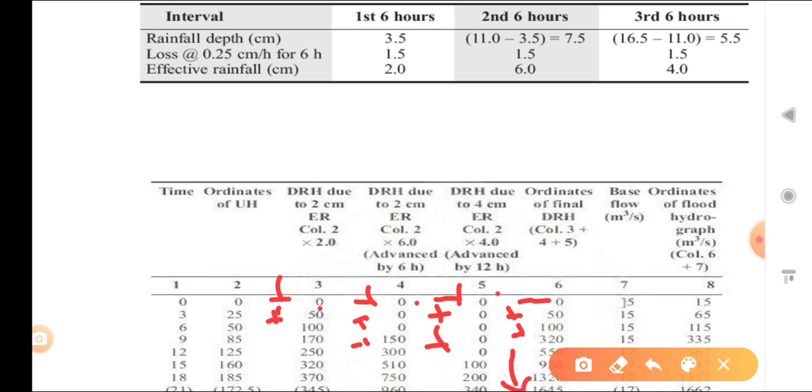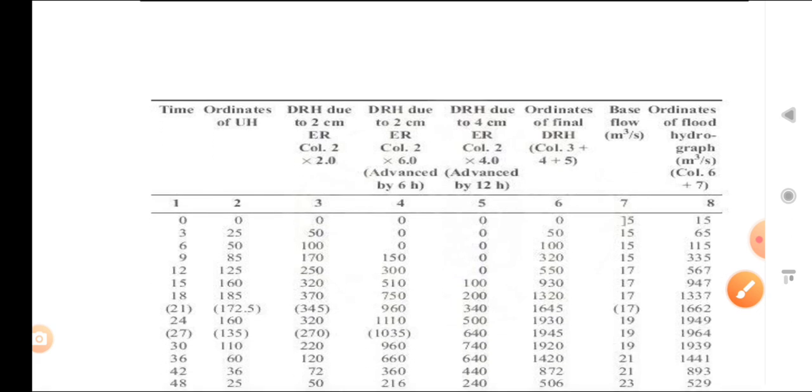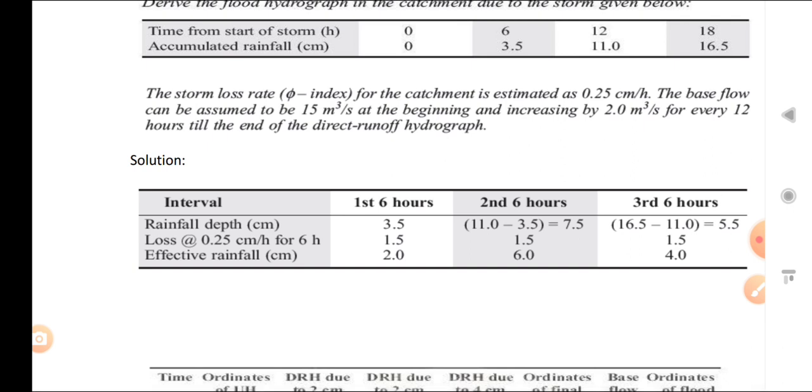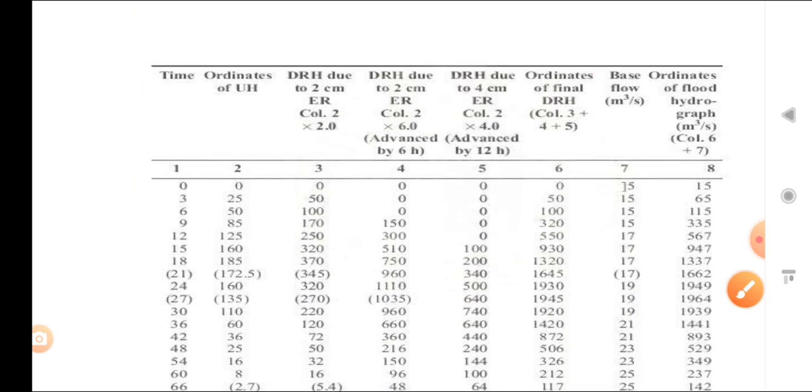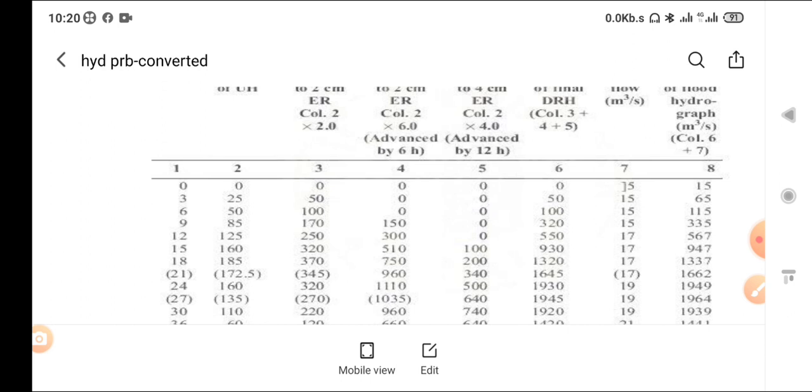So the base flow you can see like that. Initially they have given 15, 15, 15, and they are also saying that for every 12 hours it increases by 2 meter cube per second. So now you can see 0 for 15, 15, 15.